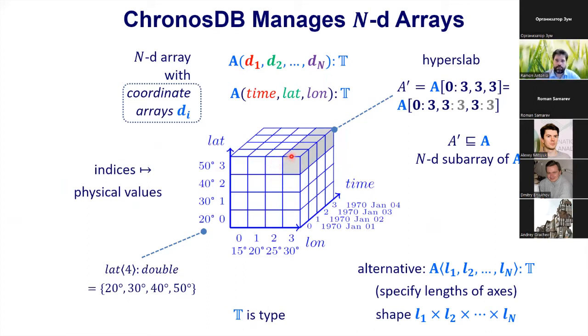ChronosDB manages multi-dimensional arrays. An array has a name. It has a set of coordinate arrays and type T. Coordinate arrays can also have names like here, time, latitude, and longitude. Coordinate arrays enable modeling a wide variety of data types. A coordinate array maps indices to physical values. For example, the one-dimensional coordinate array named latitude is of type double, and has length 4. Its elements are degrees latitude. Alternatively, it's possible to define an array just by its shape. A hyperslab of an array is its ND subarray. We'll need these definitions in the future.